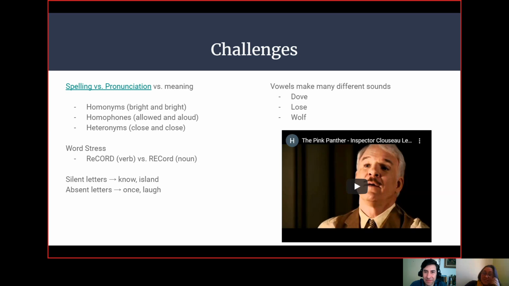And one of the last common challenges that we have with pronunciation is how many different vowel sounds the English language has. We have 16 different vowel sounds. So an O does not always make the same sound. Here we have 3 different words. They're all 4 letters, with the second letter being O. And we have dove, lose, and wolf. All completely different sounds. So, a challenge to know which sound a word is supposed to have.